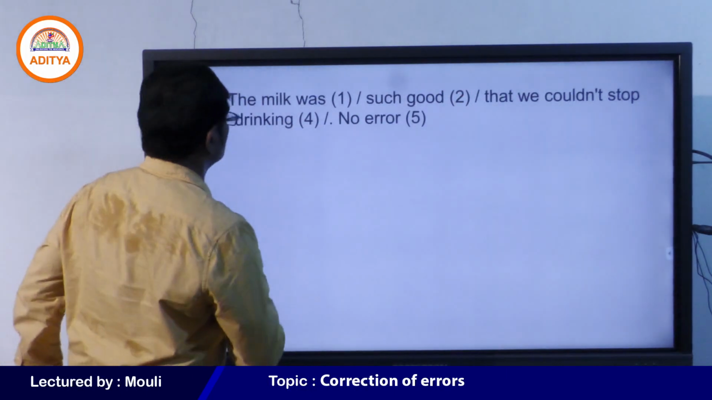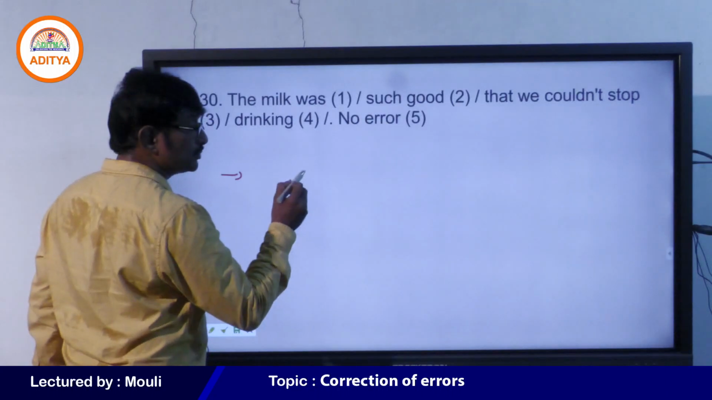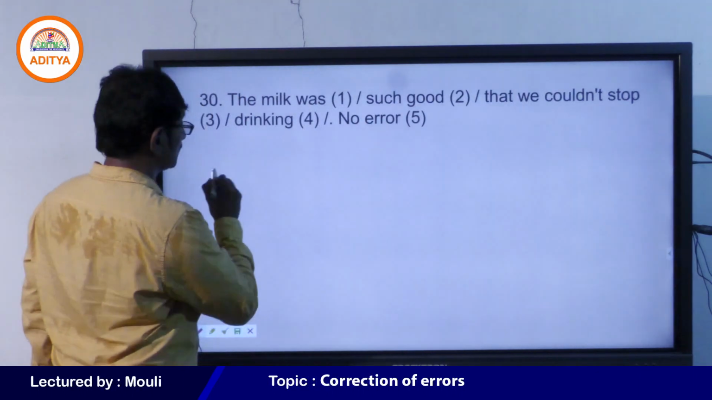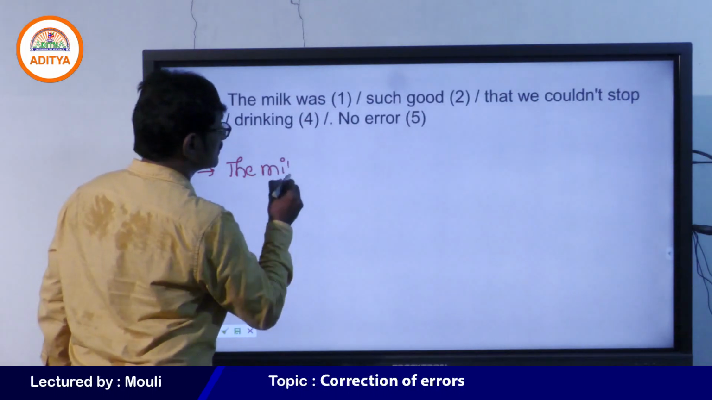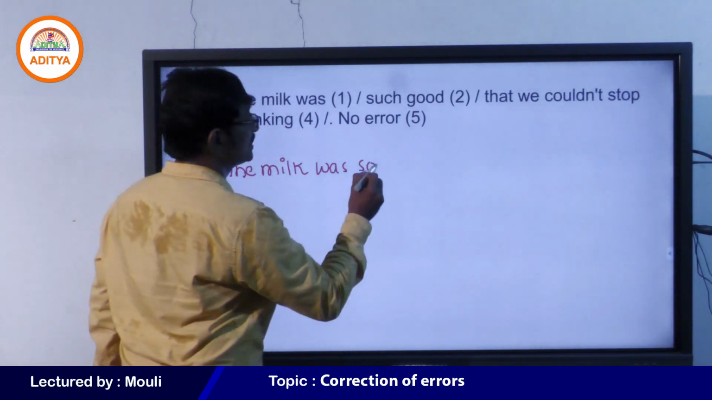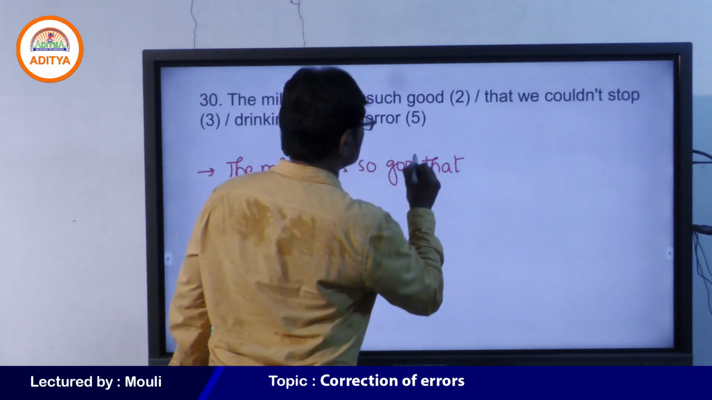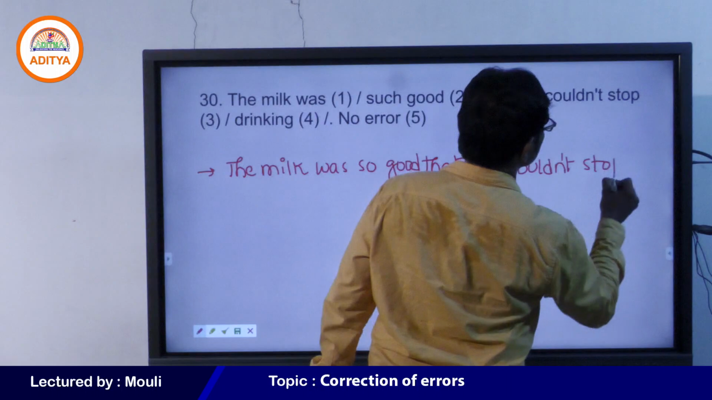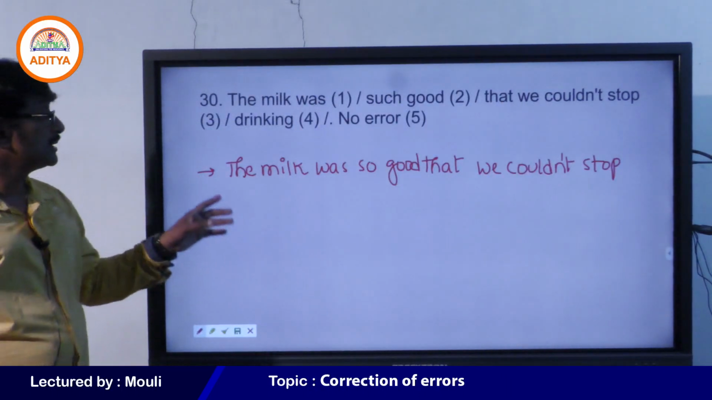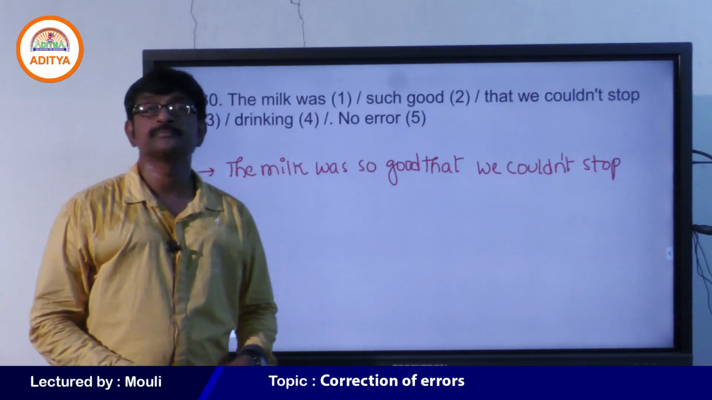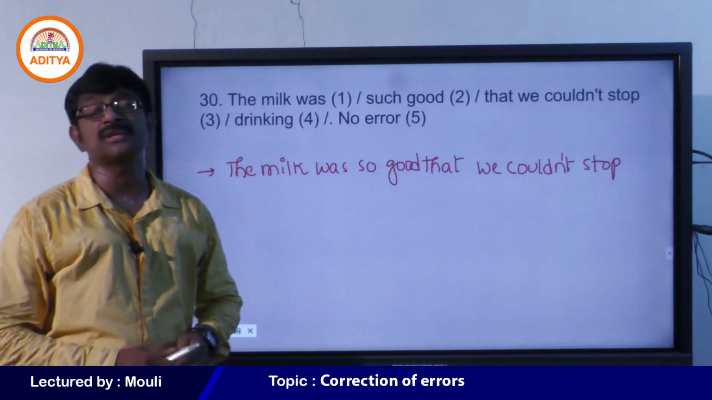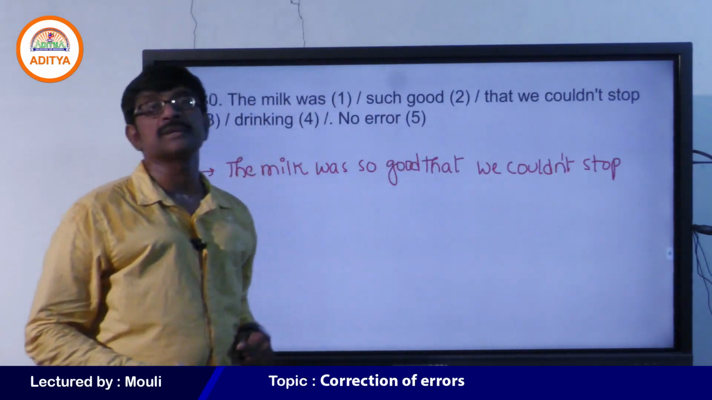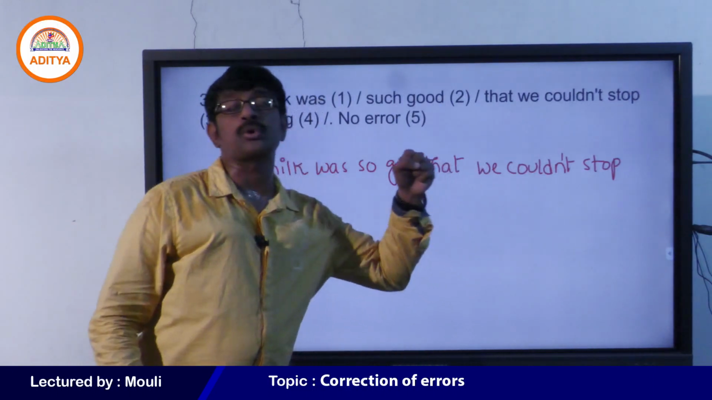Now how to do it? Let us see now. There are negative activity. You see now, the milk was so good that we couldn't stop. That's it. We couldn't stop. The milk was so good that we couldn't stop. Not the milk was such good that. That's the difference. We cannot say the milk was such good. We can say only the milk was so good. That's it. The milk was so good that we couldn't stop.